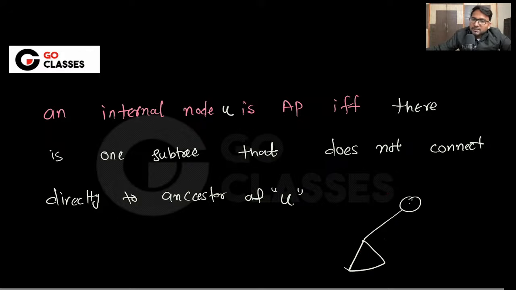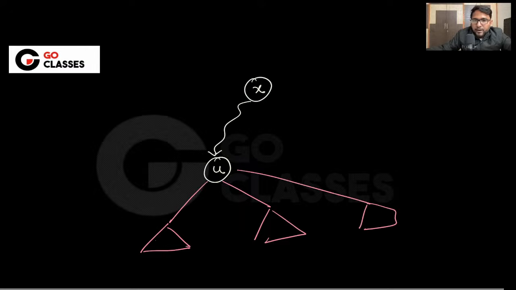If you want to go, then it is like this. If there is at least one subtree, let's suppose I say something like this. Okay, maybe let's suppose this is x. There is some u. Let's suppose there is one subtree like this, one subtree like this, one subtree like this. Let's suppose this subtree may be connecting directly, this subtree may be connecting directly, this subtree may be connecting directly, but this subtree doesn't get connected directly. At least one subtree is there.